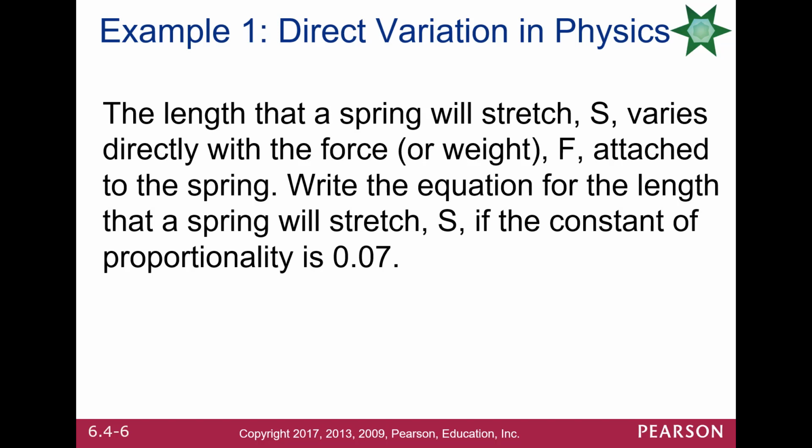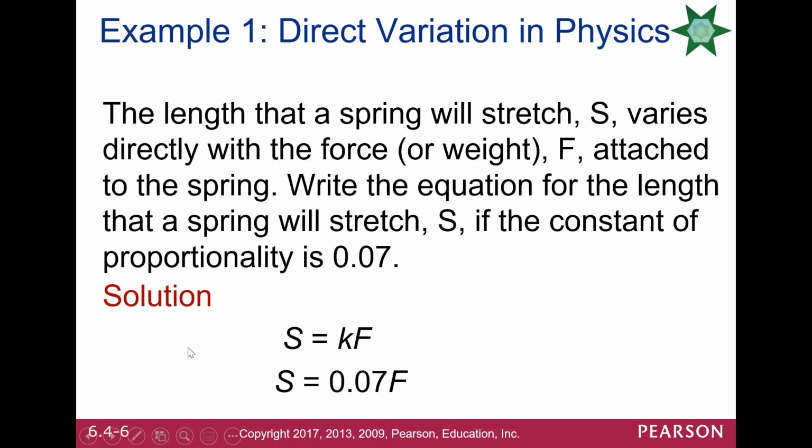Here's an example from physics. So for example, it says the length that a spring will stretch varies directly with the force attached to the spring. So that means we have an equation like S equals K times F. The way I know it's that is because it says it varies directly. As soon as you see varies directly, you think, oh, y equals K times X. Then you're going to put the values in. So this particular one says, what's the equation if the constant was 0.07? So that means K is going to be 0.07.